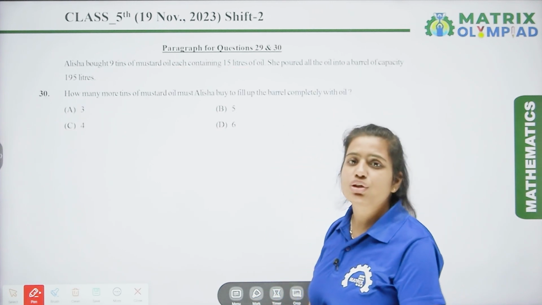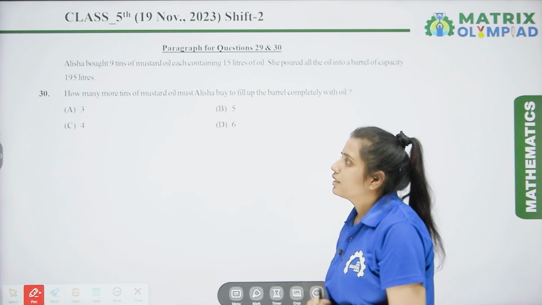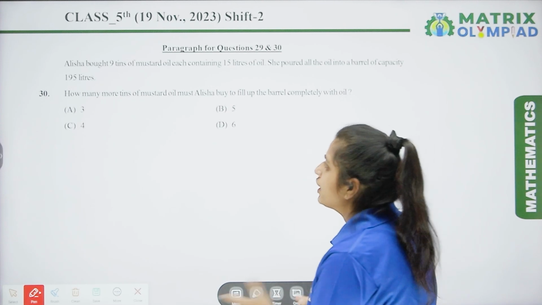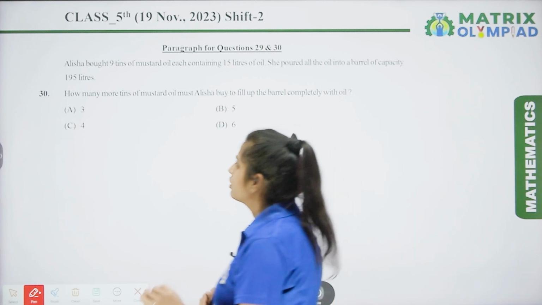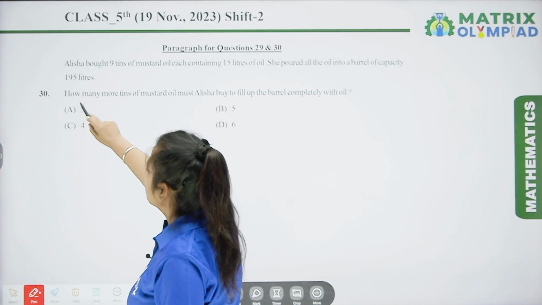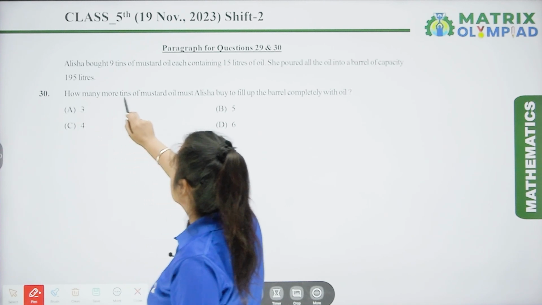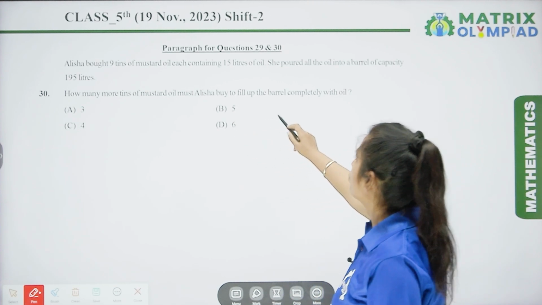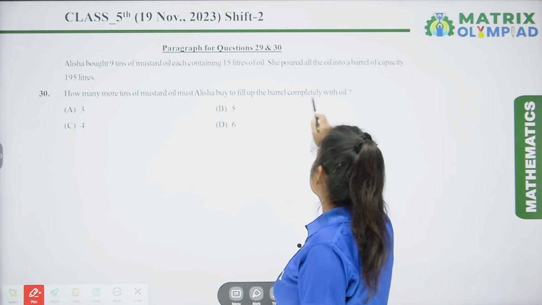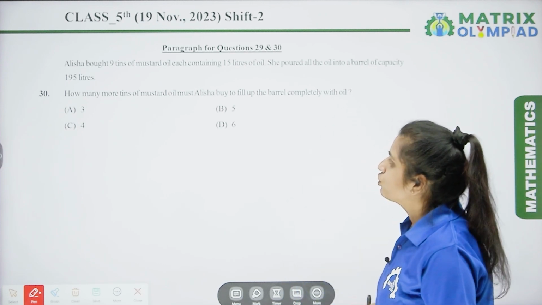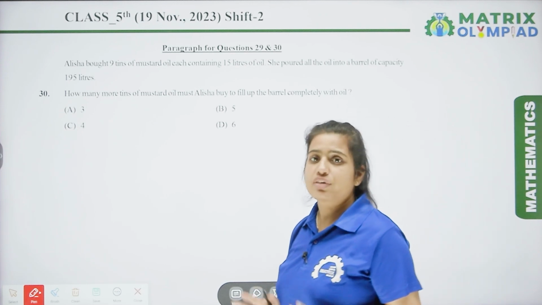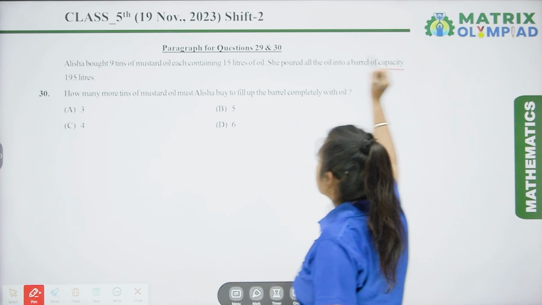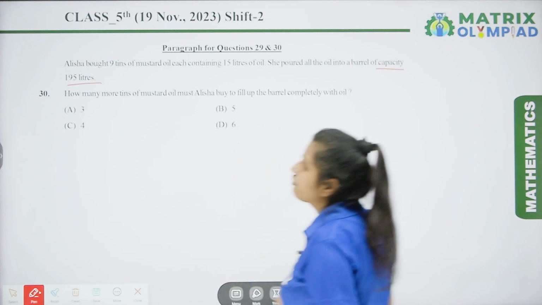Now the last question of this part, that is question number 30, and this is also based on the information that we have used in the previous question. So this is, how many more tins of mustard oil must Alicia buy to fill up the barrel completely with oil? So here we have to find out the number of tins more that is required to fill the barrel, whose capacity is 195 liters.